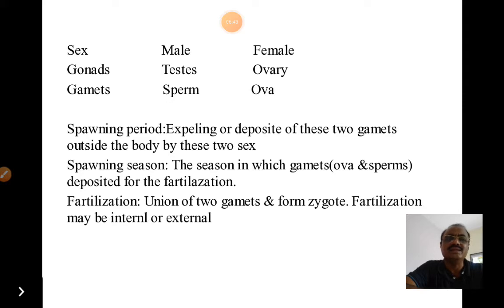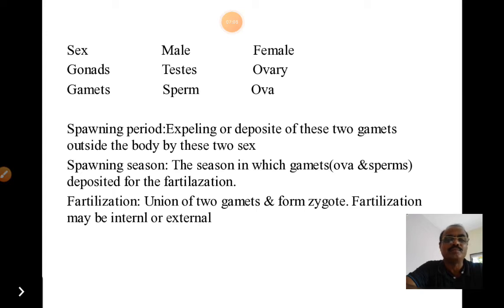Generally in animals, spawning never occurs throughout the year. It occurs only in a particular season. That's why the spawning season means the expelling of the gametes, that is sperm and ova, outside the body in oviparous animals, and that is called the spawning season.